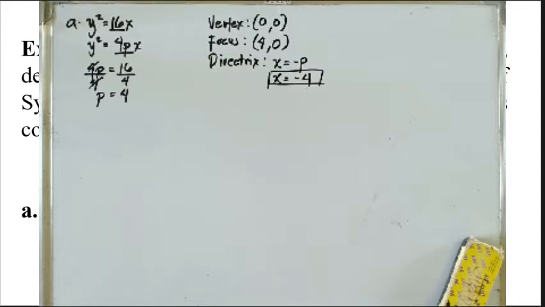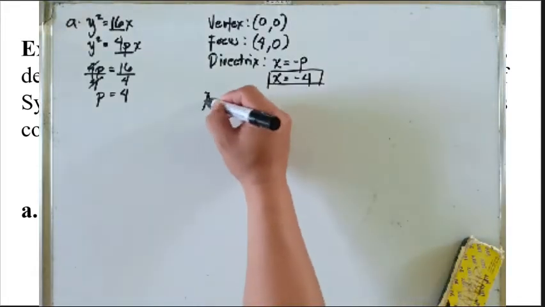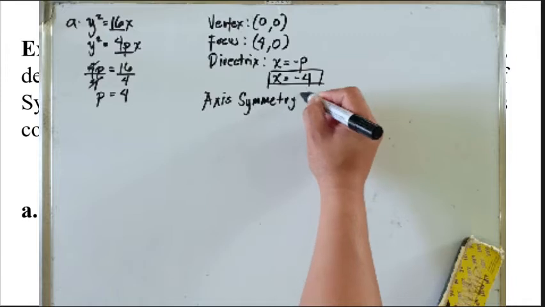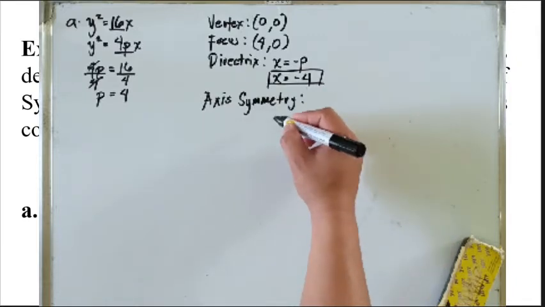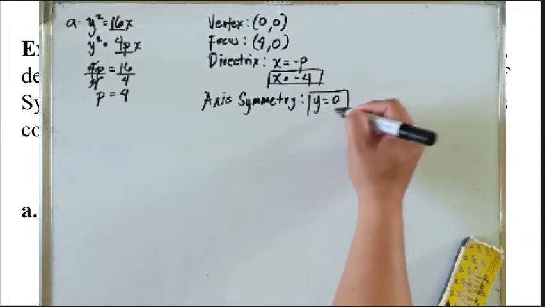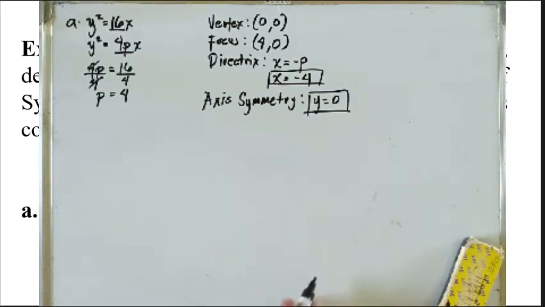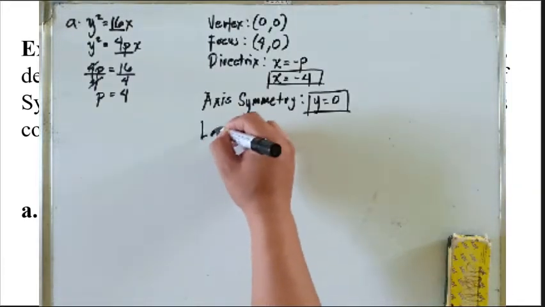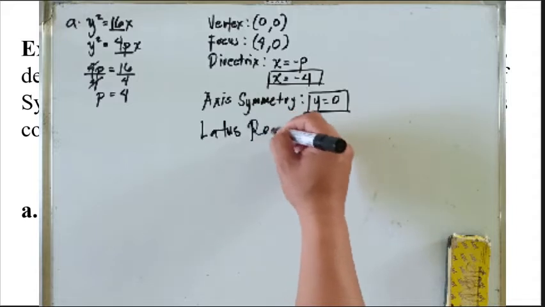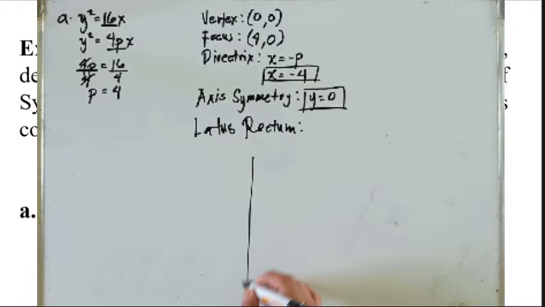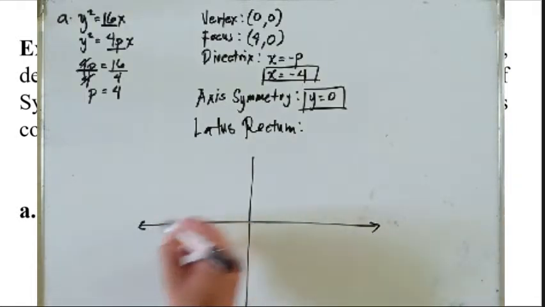What else? How about the axis of symmetry? As I've mentioned, your axis of symmetry is the x-axis, or y is equal to 0. That's the axis of symmetry. What else? How about the endpoints of the latus rectum? Let's try to solve the endpoints of the latus rectum.